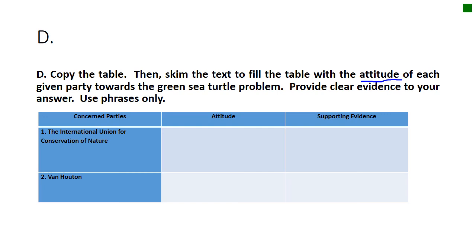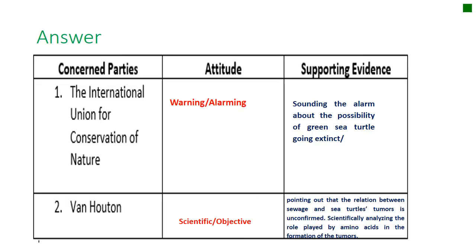When we were talking about this union or this organization, how did it sound? Okay, they were alarmed. They were warning people that this is a very huge problem which could cause devastation to turtle populations. Van Houten, on the other hand, seemed more scientific and neutral. What he was doing is presenting evidence. Okay, so his tone was mainly scientific, objective, and neutral. The International Union for Conservation, warning and alarming.